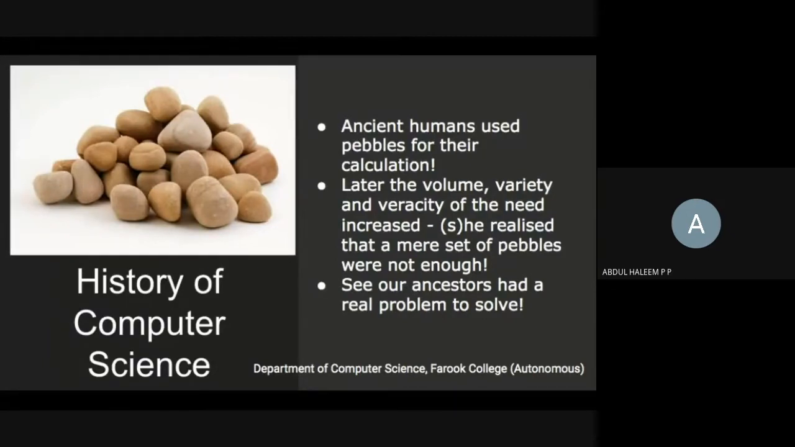Later, they found that fingers were not enough to accommodate their needs. Then they used pebbles. Pebbles were used for calculation. And years went on like that. Later, the volume and type of need were exploding. They realized that mere pebbles or fingers were not enough to do their calculations. So here we can see that our ancestors had a real problem in their life.